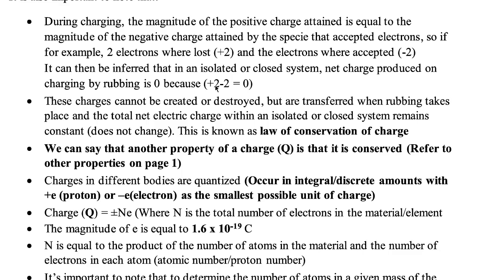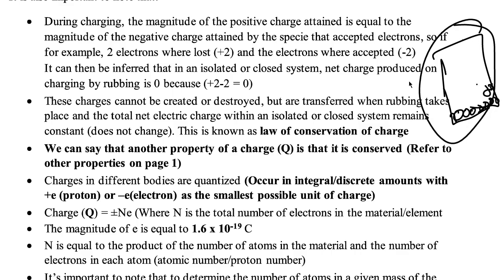And then another property of charges is that charges in different bodies are quantized. So when you say charge in different bodies are quantized, what does it mean? That means it occurs in integral or discrete amounts, right? So let's say we have a large whole. We have a large whole, and then we're now looking at the minimum, the discrete amount that is making up this entire whole. Do you understand?